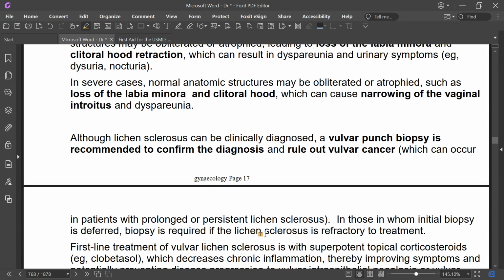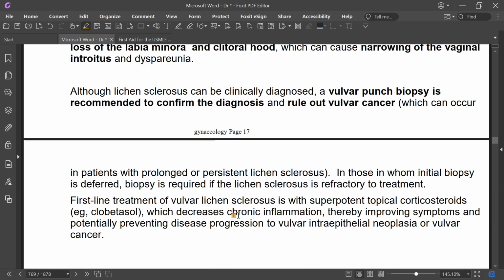Although lichen sclerosus can be diagnosed clinically, a vulvar punch biopsy is recommended to confirm the diagnosis. For diagnosis confirmation, what you have to do is a punch biopsy and rule out vulvar cancer, which can occur in patients with prolonged and persistent lichen sclerosus.